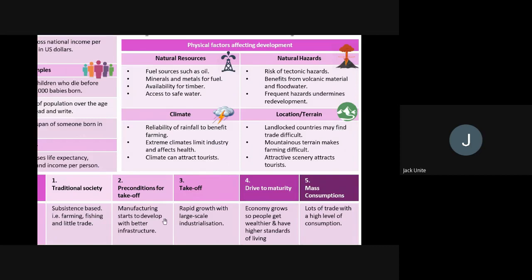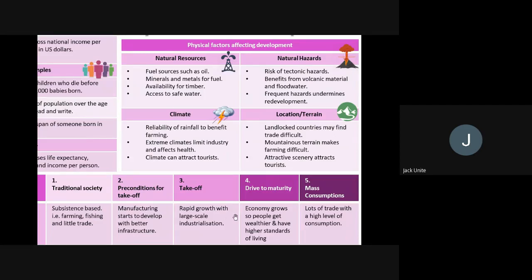In our preconditions for takeoff, okay, we start to find that infrastructure is invested in. And a recap of the term infrastructure is all about those key things that help quality of life to improve. So good quality roads, we've got hospitals, railways, things that help the economy to grow, but also support access to healthcare and things like that. And that's where those things start to appear. So definitely we might see LIDCs in that section.